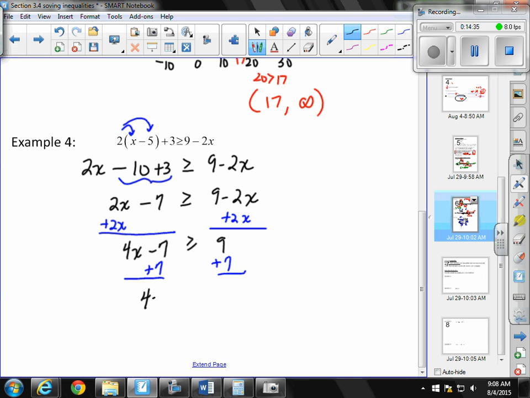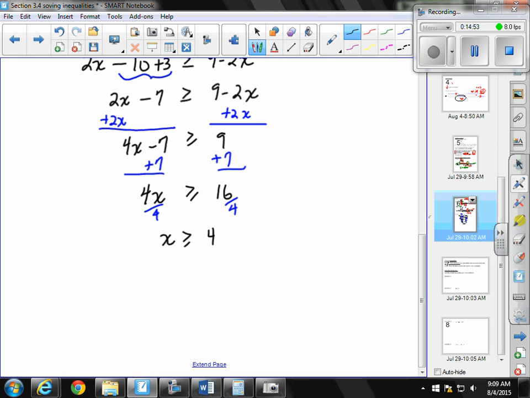And that gives me 4x is greater than or equal to 16. And to get x by itself, we divide by 4. It's a positive 4, so the inequality sign stays the same, and I get x is greater than or equal to 4. Going to draw my number line.